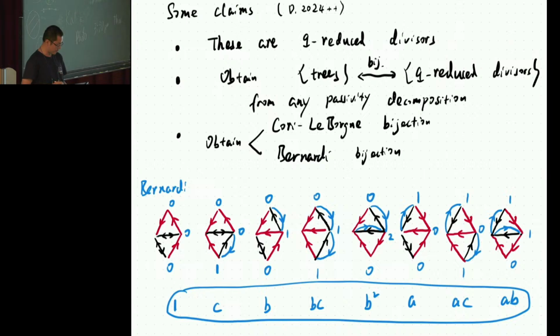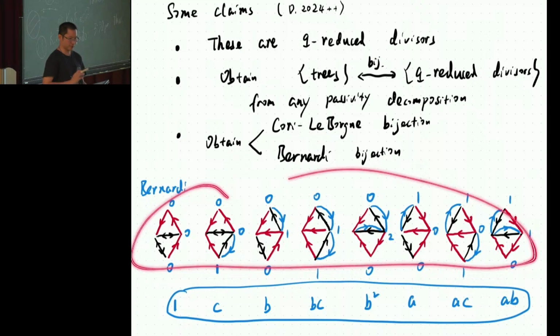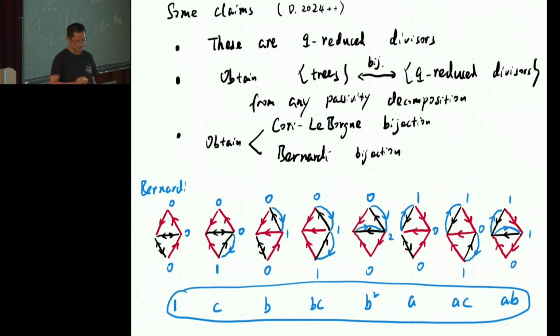Then the claim here is these are Q-reduced divisors. They are exactly all the Q-reduced divisors. Then according to Marino's result, it means this will give me the pure O-sequence. We can only do this for this complicated picture. If it were just the simplicial complex associated to the original matrix, there's no way for us to get these monomials.